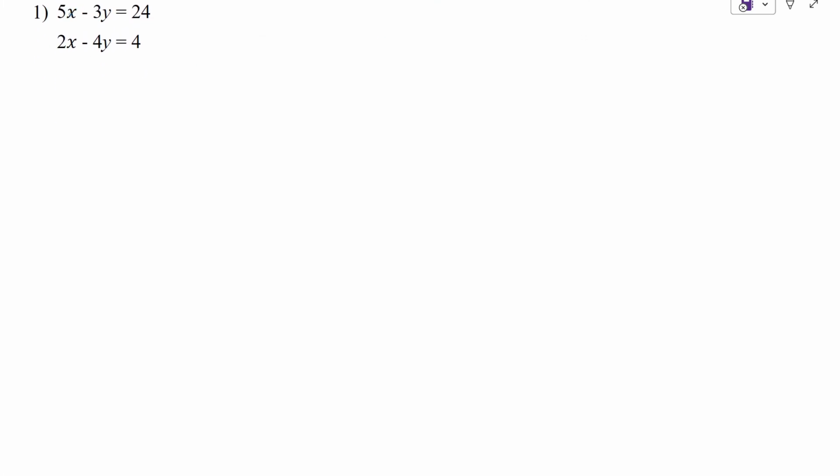Okay, so same thing as we did before. X's, Y's lined up. Let's match one set of coefficients. So we'll do the X's this time. I'm going to multiply this by 2, multiply this by 5. That gives us 10x minus 6y equals 48. For the bottom one, we've got 10x minus 20y equals 20.